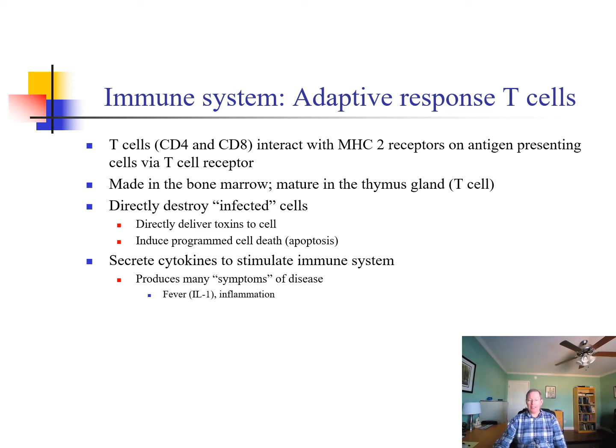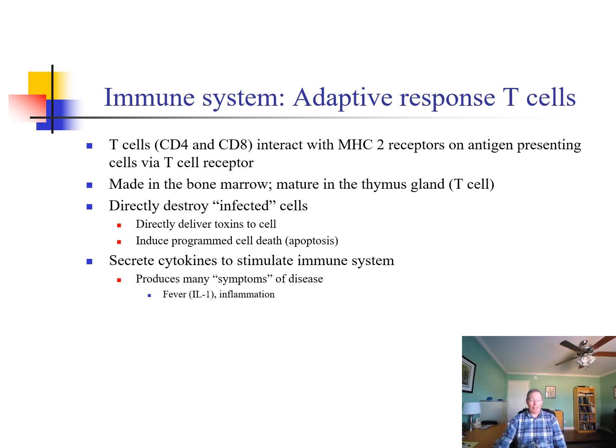And the T cells are responsible for several things. First off, they directly destroy infected cells. They can induce what's called apoptosis, or programmed cell death. They also will secrete cytokines to stimulate the immune system, for example, for B cells to ramp up their production of antibodies. A lot of these cytokines then serve other purposes.